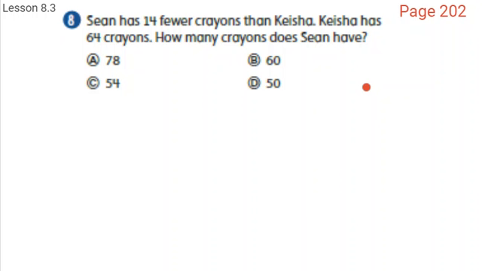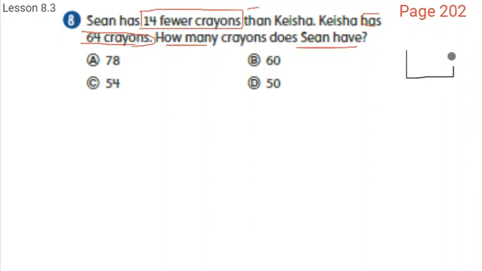The reason I asked you to pause the video before I reread the question and circled or underlined the important information, because I want you to learn how to do that on your own. But I'm going to go through and show you this. So Sean has 14 fewer crayons, 14 fewer. Okay, that gives me a clue. It's 14 fewer. So I'm looking at probably a subtraction maybe. Then Keisha has 64 crayons. So I'm going to circle that. She has 64. How many does Sean have? So we're trying to find out how many total. So it's definitely a subtraction problem. Draw the number bond.